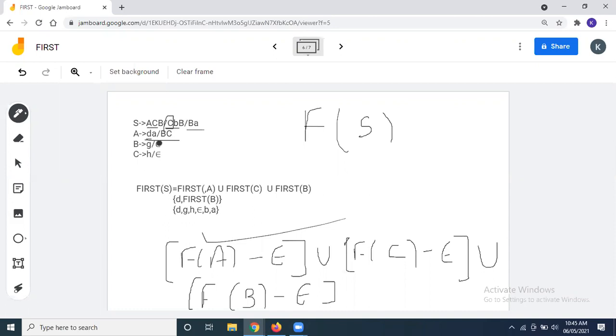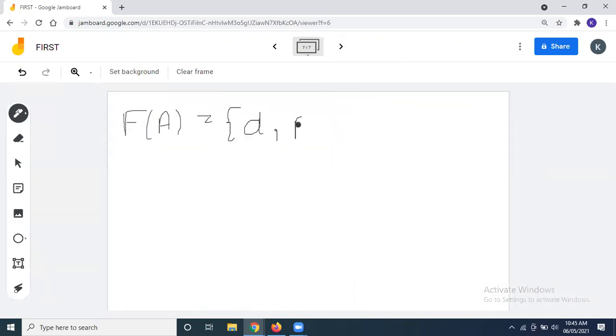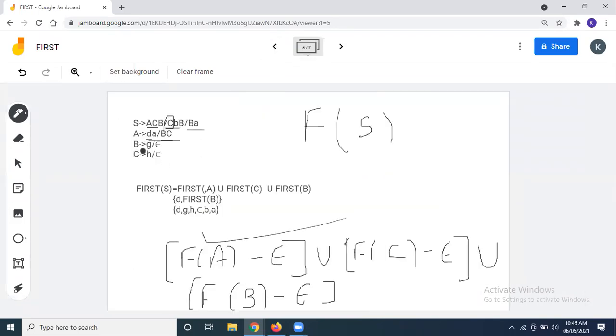Next production, we have a non-terminal symbol. So we have to find here first of B minus epsilon. I don't want to include epsilon there. Okay, right? Next, with D, we have to go for the B production.